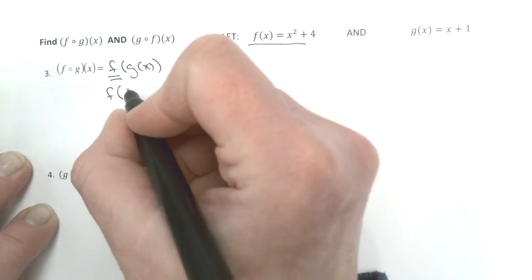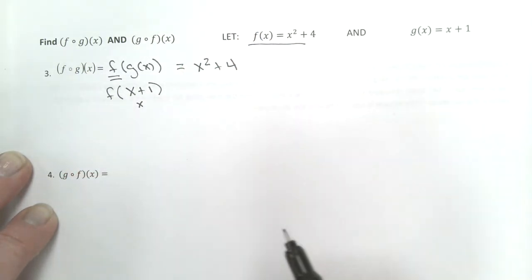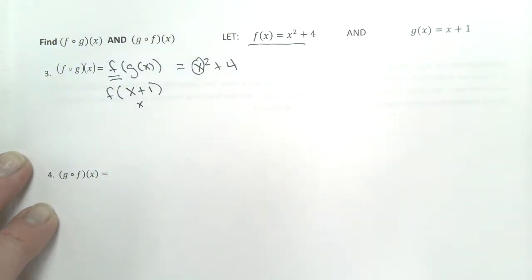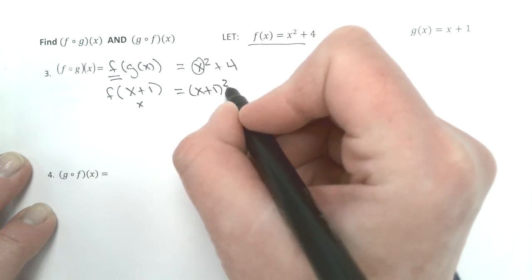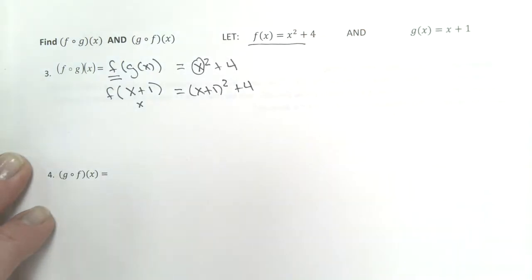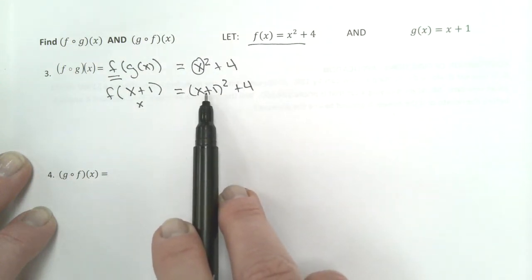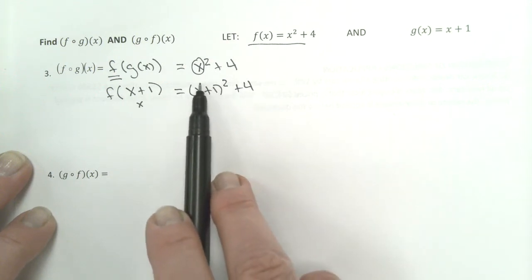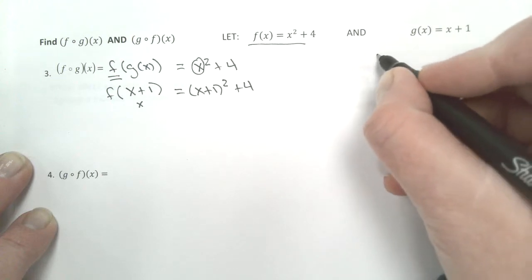The g function is x plus 1. So that's what I'm going to sub in place of x right there. So I have x plus 1 squared plus 4. You have to remember, anytime you're plugging two terms in place of one, you need to use parentheses. So I have this x plus 1 quantity squared. So I'm going to do some work off to the side.